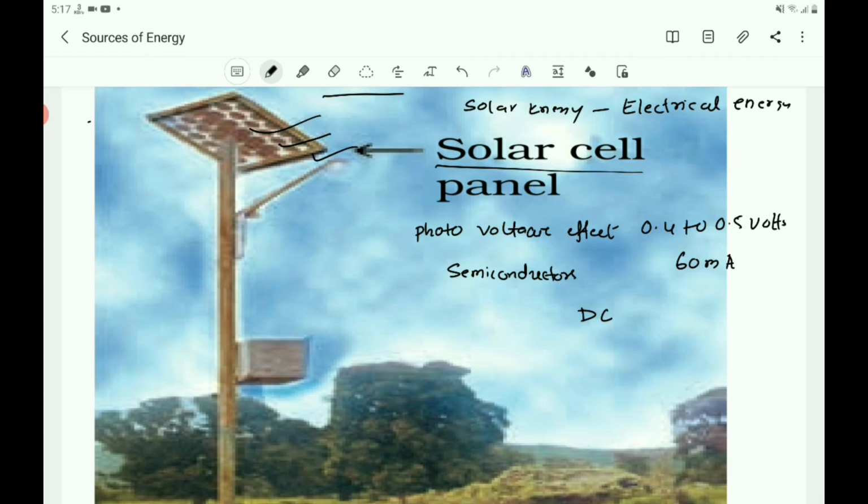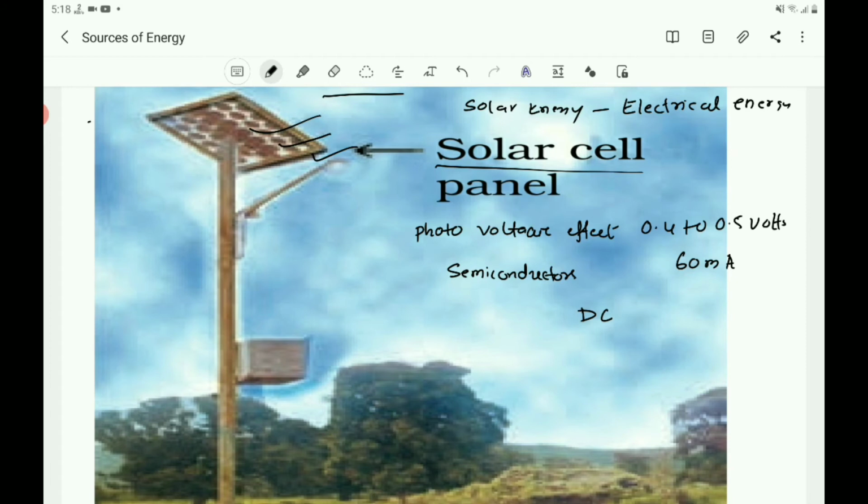However, in remote areas, these are very useful, and you know that normally semiconductors, silicon, gallium are commonly used to make solar cells. And the solar cells also have many advantages and disadvantages. Solar cells convert solar radiation directly into electricity.